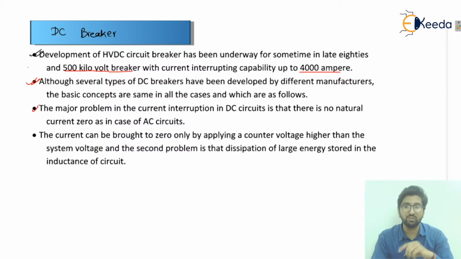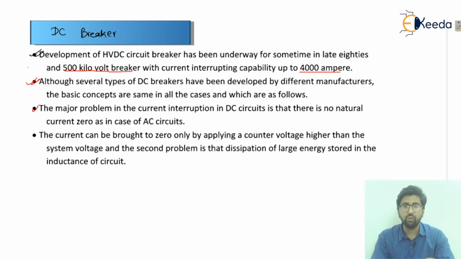there is no natural current zero as in the case of the AC circuit. In the AC circuit breaker, the current is interrupted at the current zero value, and according to that we have used different dielectric mediums: oil circuit breaker, air blast circuit breaker, SF6 circuit breaker, vacuum circuit breakers. But that was a benefit of using the AC circuit.